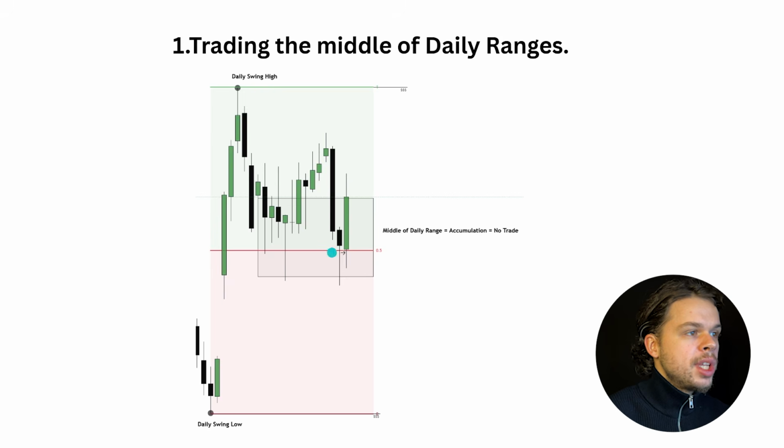We just simply don't do this, as price tends to accumulate in the middle of the market, and we do not want to be trading during accumulation phases. We only want to be trading during the expansion phase. So therefore, when the market is in the middle of a range, we don't trade.